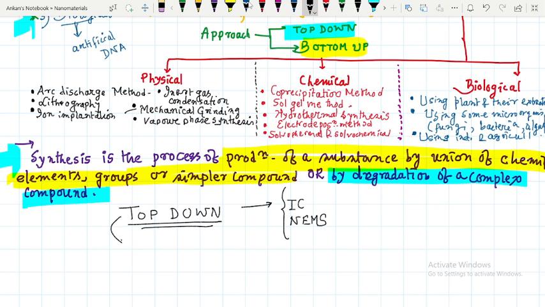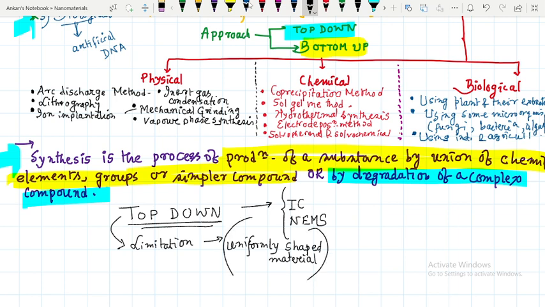But the limitation here is that it cannot produce uniformly shaped material. Uniformly shaped materials cannot be produced with the help of the top down technique. This is a limitation or problem of the top down approach.